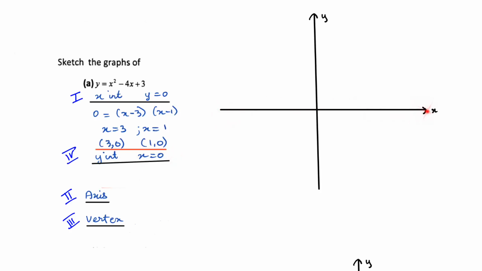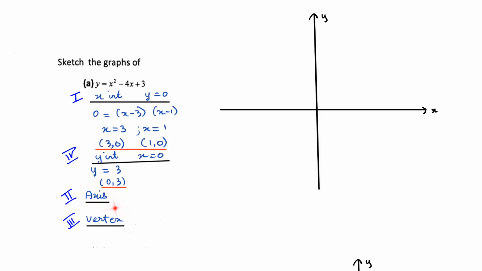This is your x-intercept. To find the y-intercept, in place of x, substitute 0. So you will get y is equal to 3. Again, you have to write it as a coordinate. That will be 0 and 3.